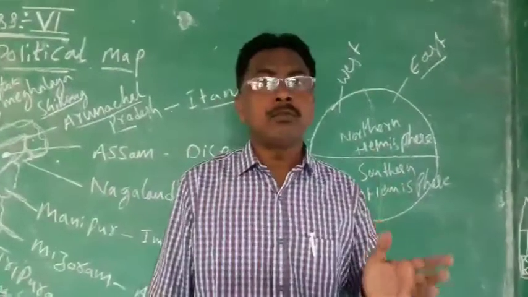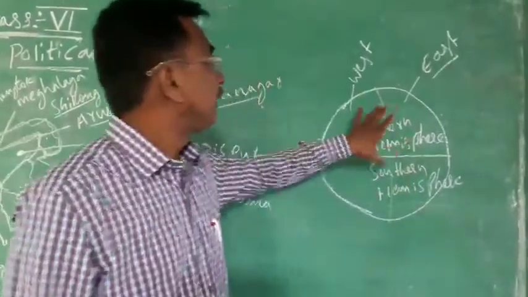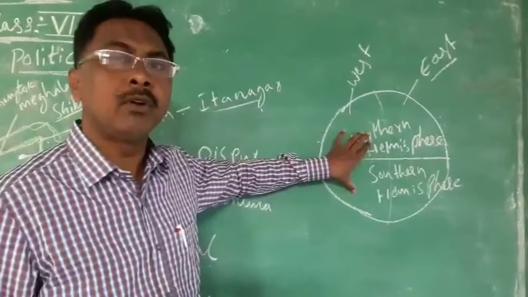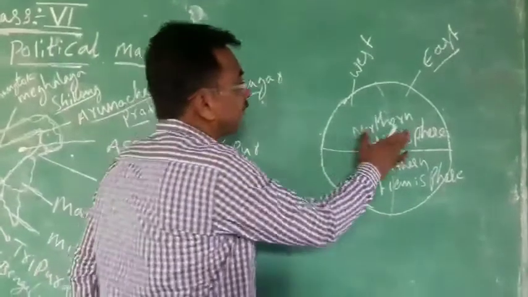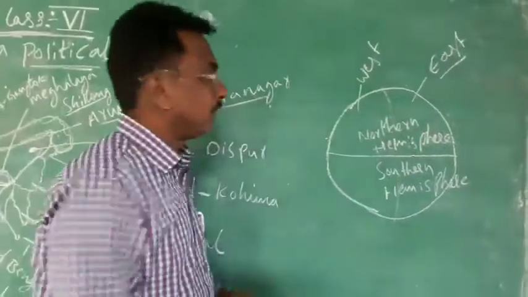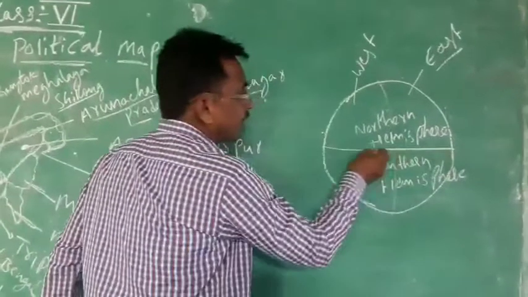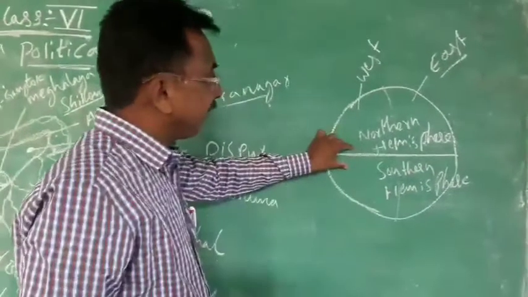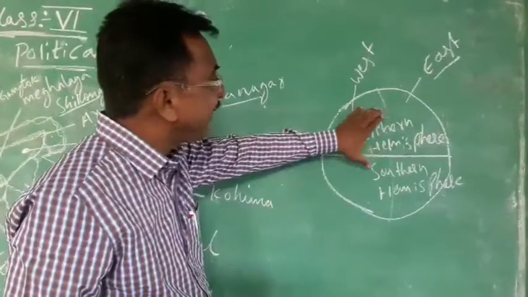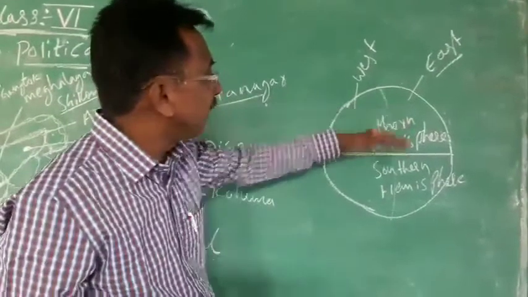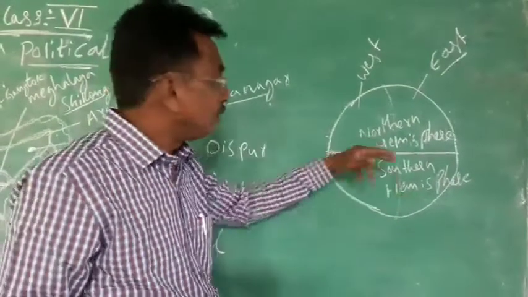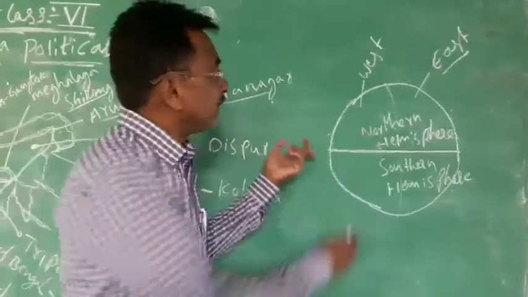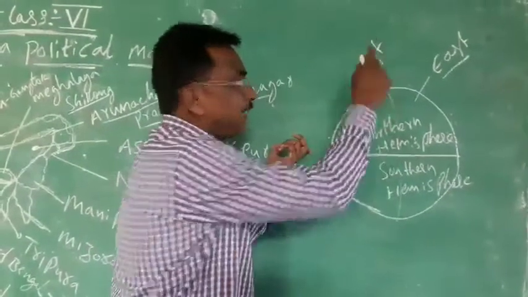I am going to tell you about our India. You see, it is a globe. On the globe, our India is located in the north hemisphere. You see, it is the equator line. The equator divides the globe into two equal halves: one is the north hemisphere and the other is the south hemisphere. On the north hemisphere, India is located.